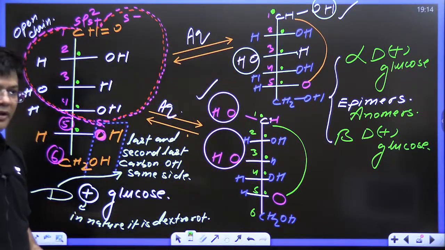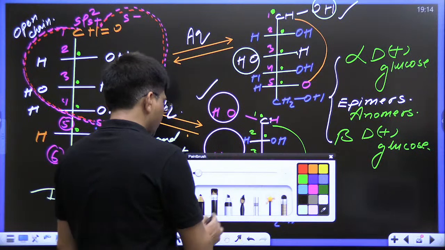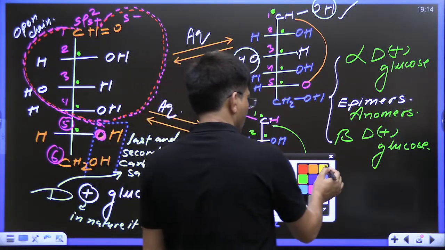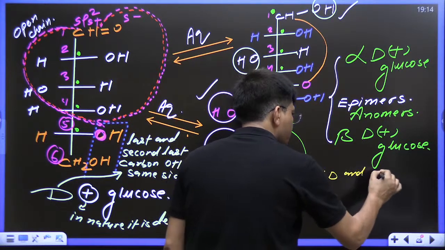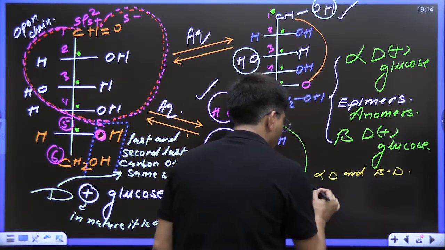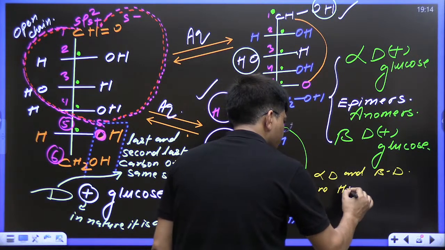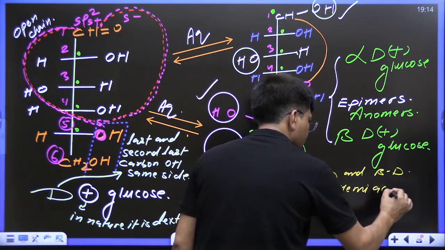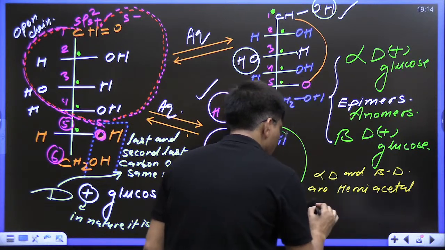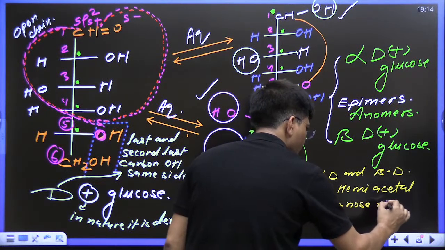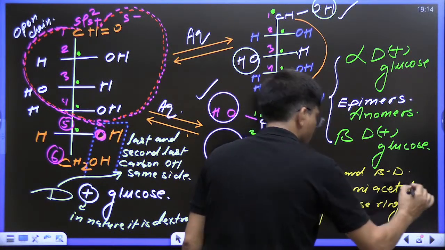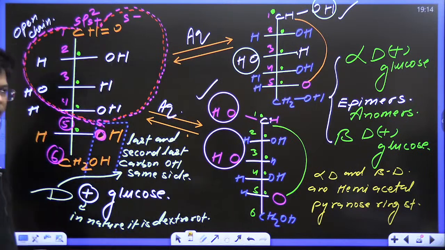I hope kids, everyone is able to understand. So alpha D and beta D are hemiacetal pyranose ring structure. Kids, is it clear to all of you? Is it clear to each and everyone? Do let me know that you are able to understand it.